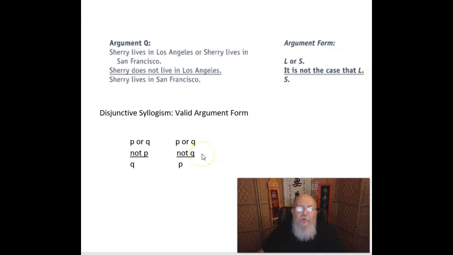And that gives us two forms, which are called disjunctive syllogism. It's a valid argument form, a very simple one. Anyway, a disjunctive syllogism is a valid argument form. P or Q, not P, then Q, and P or Q, not Q, then P.